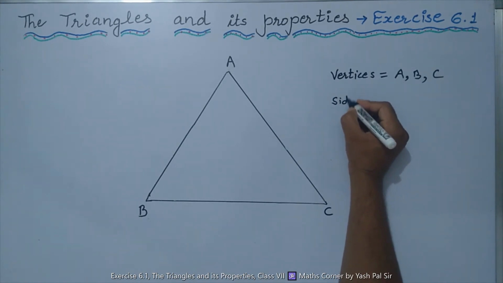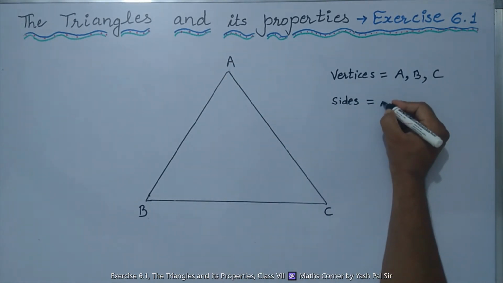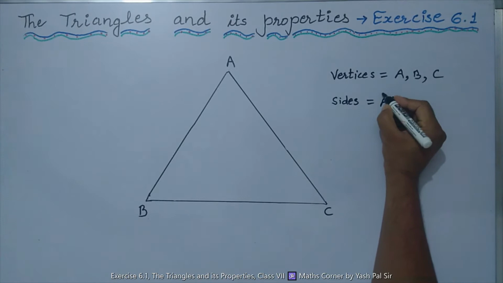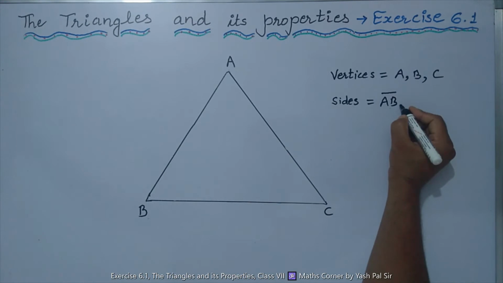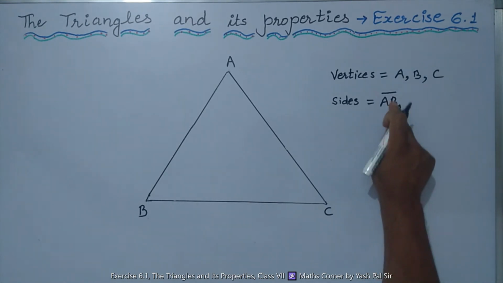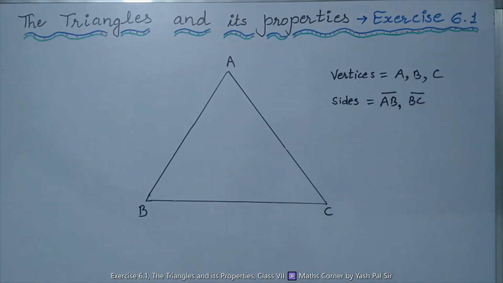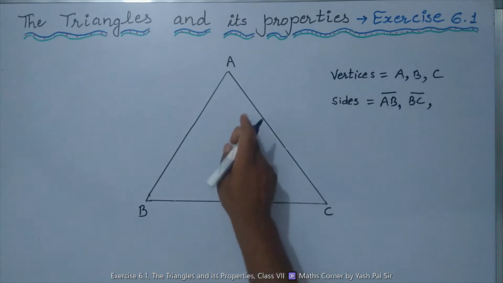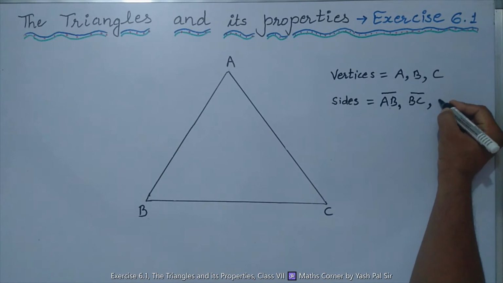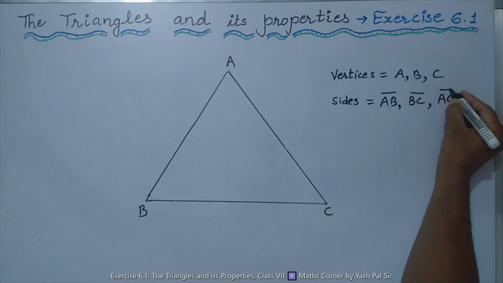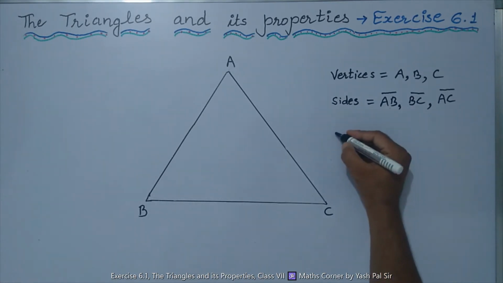What are the sides of the triangle? First of all we draw AB. Here we have to put one bar mark over AB. This is called side AB. Next one is side BC. This way we write. Last one is, you can write AC or CA, there is no problem. AC is the third side of the triangle. Right? Next we have the angles.